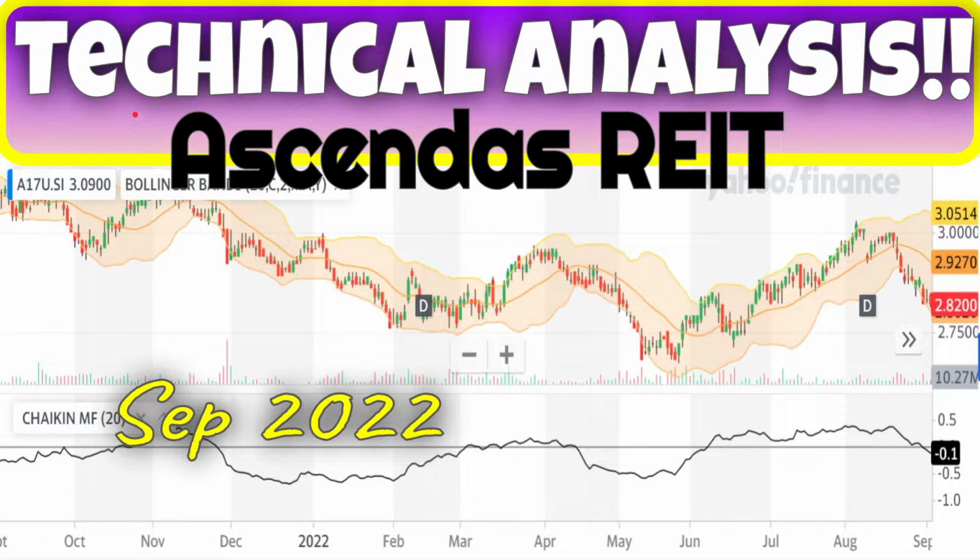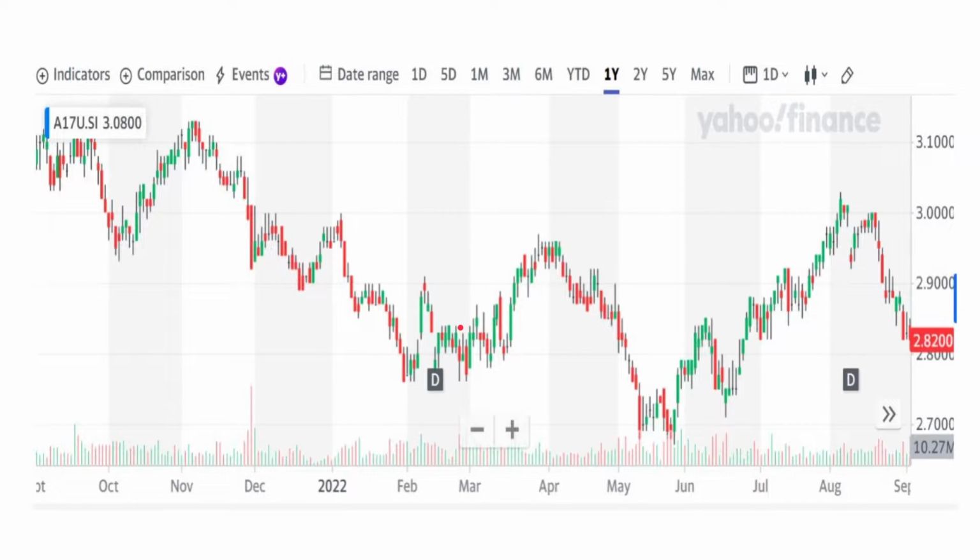Hi guys, let's do a technical analysis for Ascendas REIT, and this is for September 2022. This is the candlestick patterns for the past 1 year, and this is extracted from Yahoo Finance.